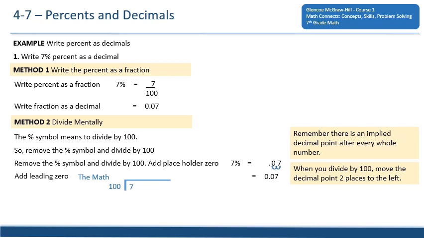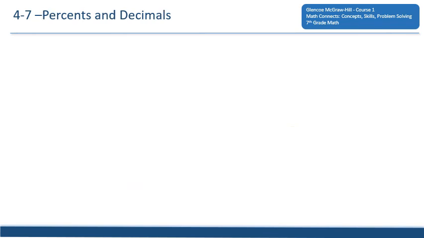So the math looks like this: 7 divided by 100. 100 won't go into 7. 100 won't go into 70, so we have to annex 2 zeros. So we get 100 into 700. It goes 7 times. Notice we've lined up the decimal points. And 7 times 100 equals 700. There's no remainder. So the answer is 0.07.